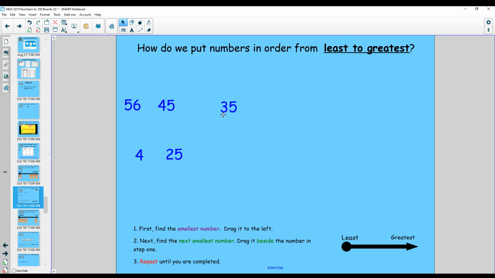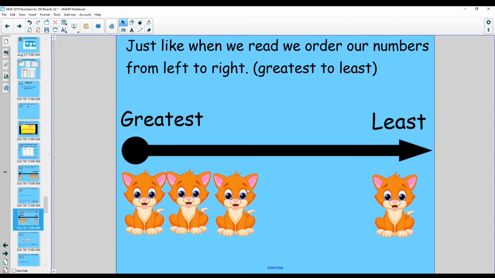So we have these 3 left. What would come next? 35. Then 45. Good. And 56. So right here, we ordered these numbers from least to greatest, small to big. Sometimes we order numbers from greatest to least, so big to small.